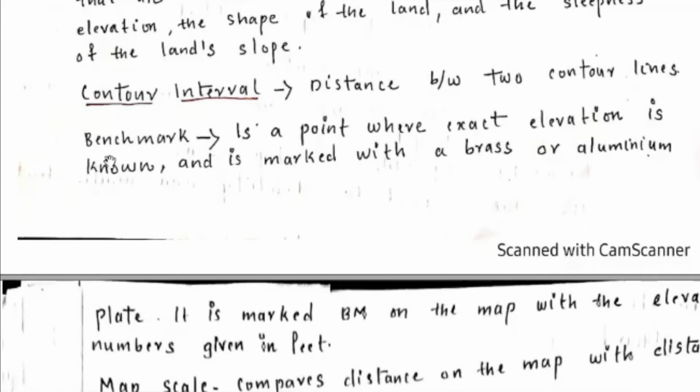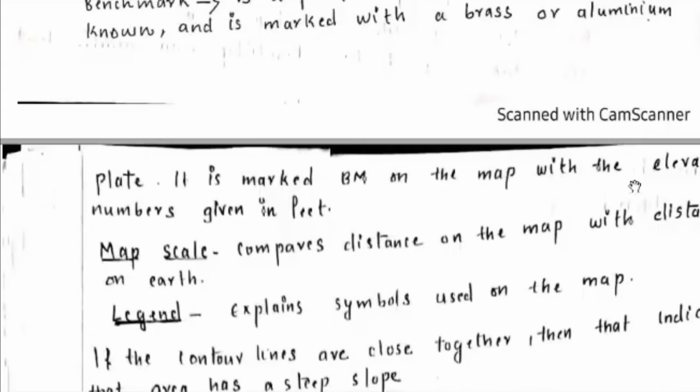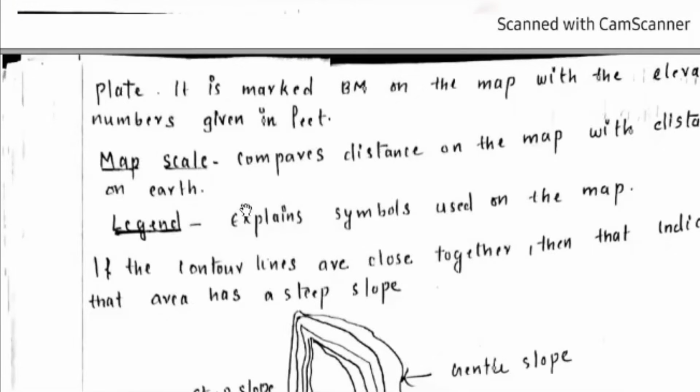And another concept is the benchmark, which is a point where the exact elevation is known and is marked with a brass or aluminum plate. It is marked as a benchmark on the map with the elevation number given in feet. So a benchmark is the known height. With respect to the benchmark mentioned in the map, we will be interpreting the relief of other parts of the area.